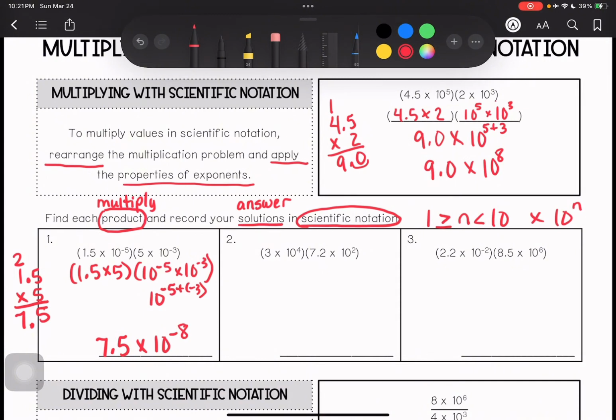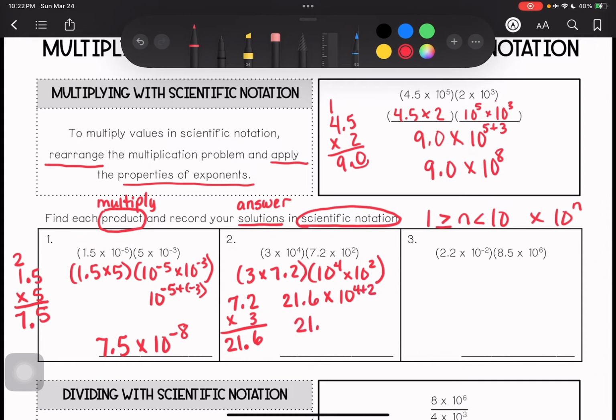Number 2. Our numbers are 3 times 7.2, times our bases with the exponents of 4 and 2. So you multiply 7.2 times 3. 3 times 2 is 6. 7 times 3 is 21. You have one decimal place. So that's 21.6 times, keep the base, add the exponents. It says 21.6 times 10 to the 6th power.